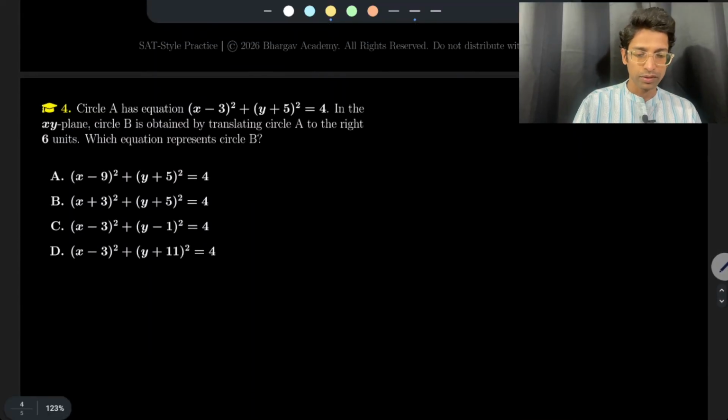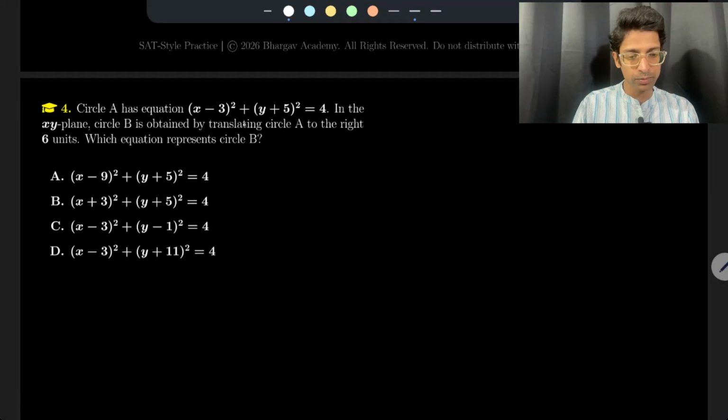Let's read this one. Circle A has the equation given to you, x minus 3 whole square plus y plus 5 whole square equal to 4. So this is the standard equation of a circle. In the xy plane, circle B is obtained by translating circle A to the right 6 units.